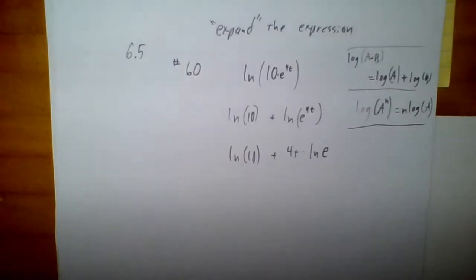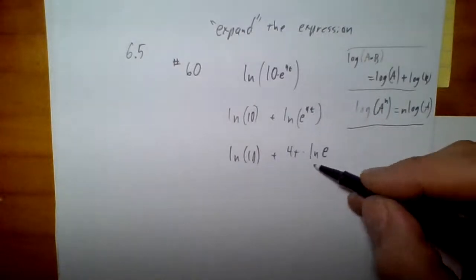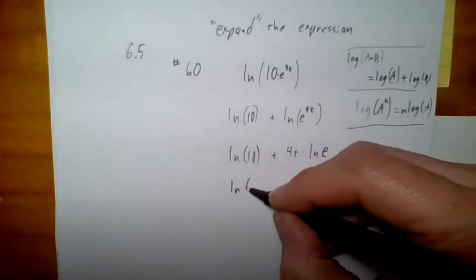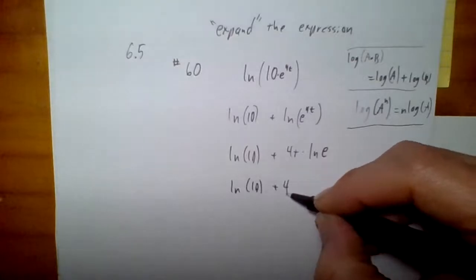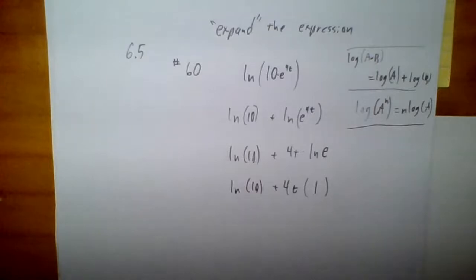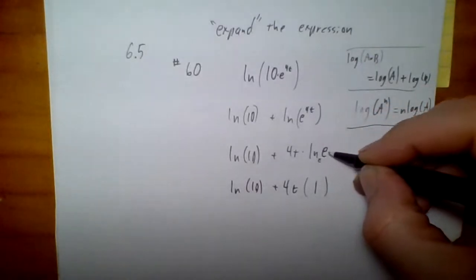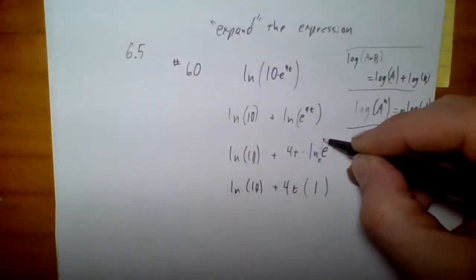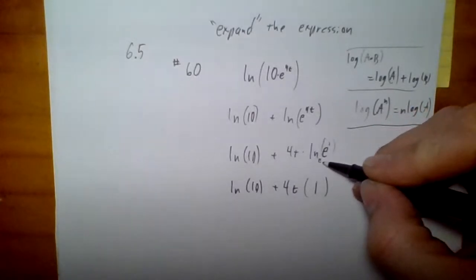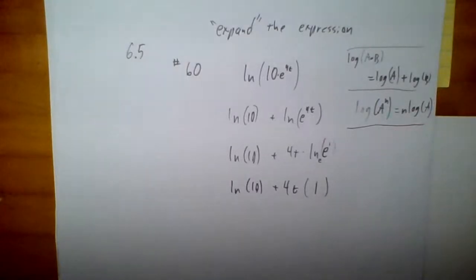Now, since the natural log is the log base e, this is the log base e of e. That's a nice number right here. The natural log of e is just 1, because we're talking about log base e of e to the 1. That's asking what exponent do I put on e to get e to the 1? And the answer to that question is just 1.